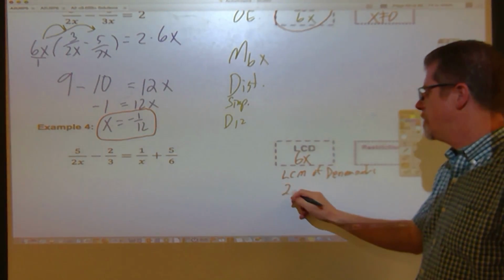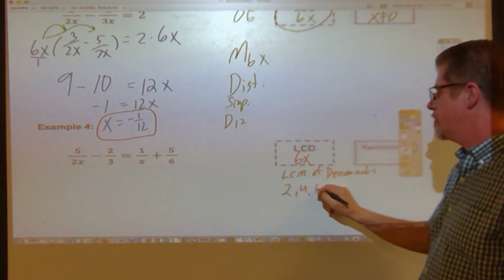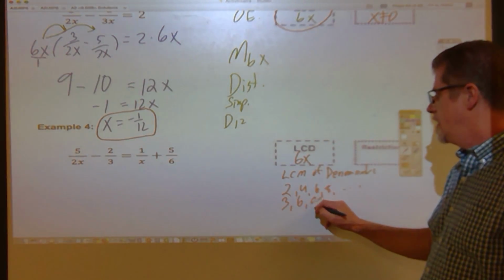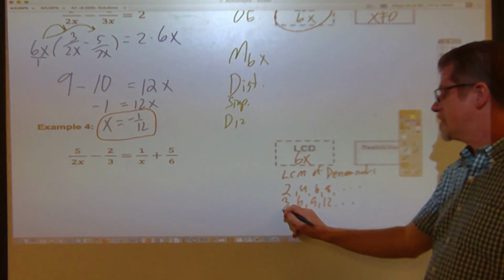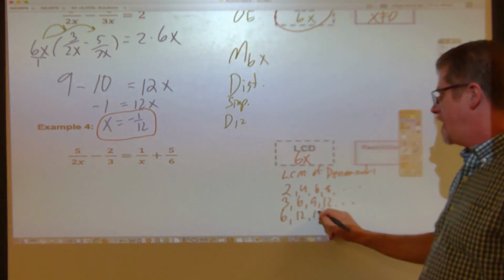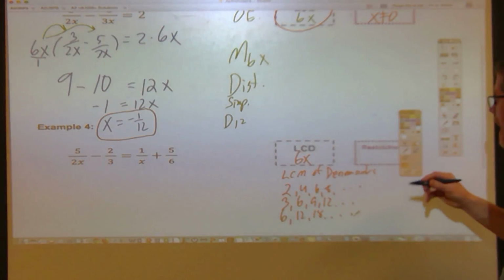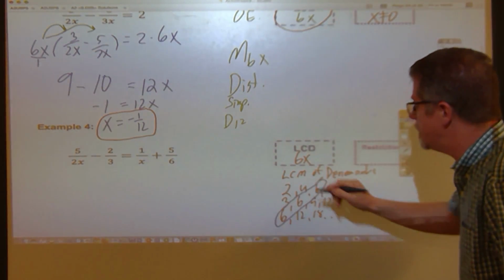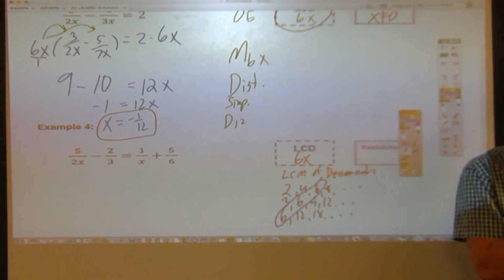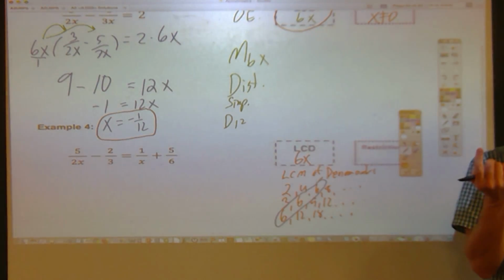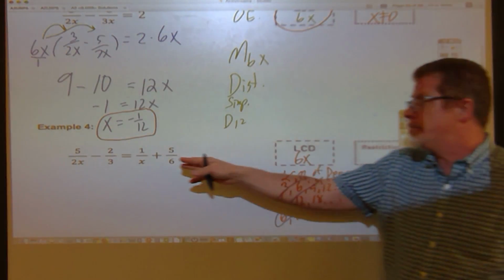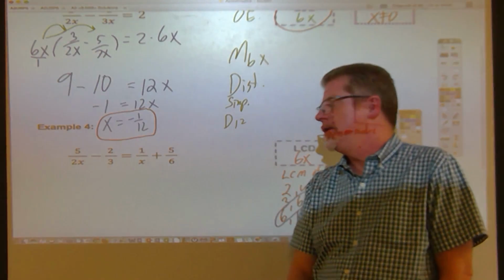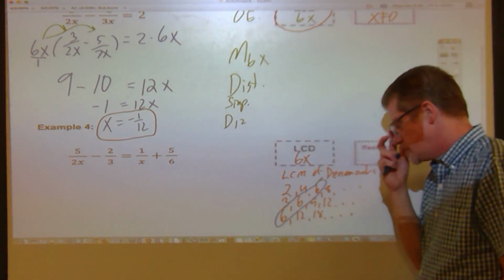So as far as the numbers go, the multiples of 2 are 2, 4, 6, 8, etc. The multiples of 3 are 3, 6, 9, 12, dot, dot, dot. The multiples of 6 are 6, 12, 18, dot, dot, dot. So the lowest common multiple, the lowest number that's common to all of those lists of multiples, is in fact 6. So the lowest common denominator, or at least the numerical portion of it, is going to be the lowest common multiple of all of the denominators.